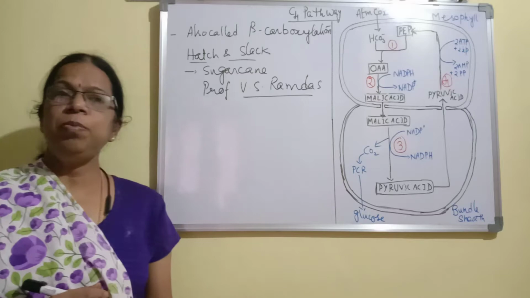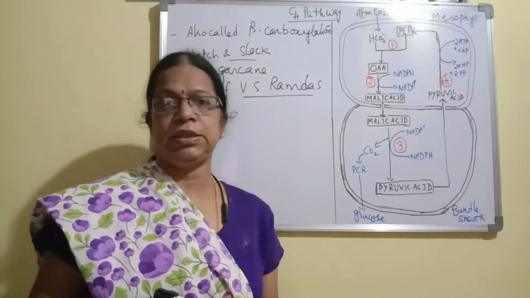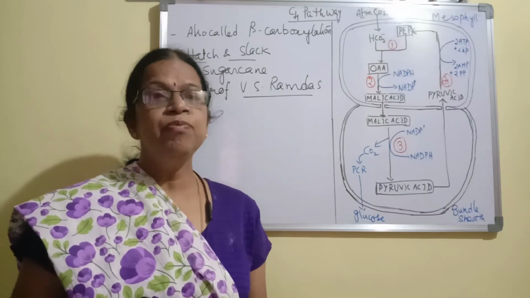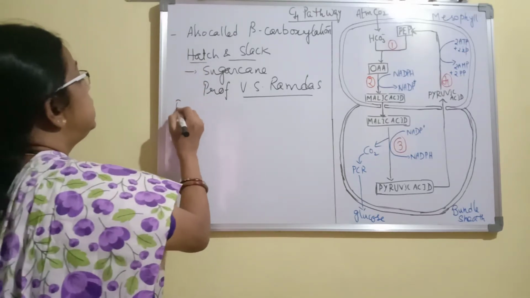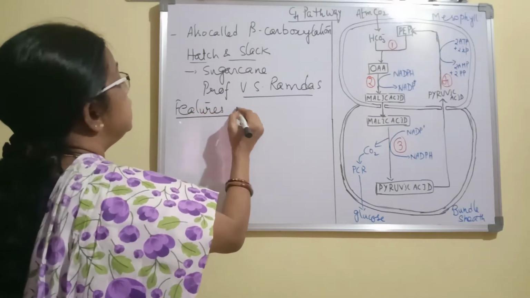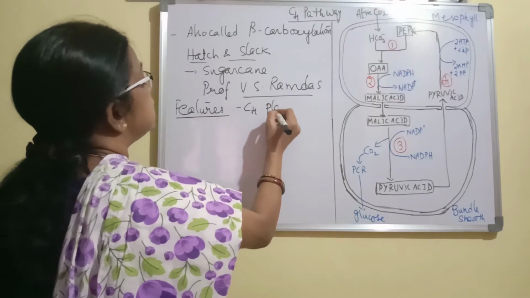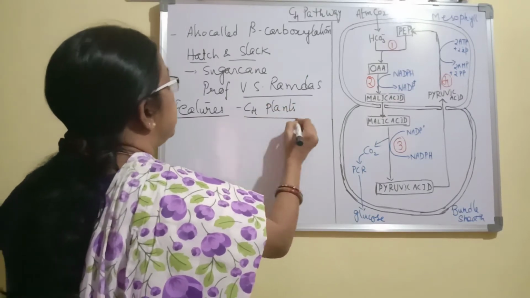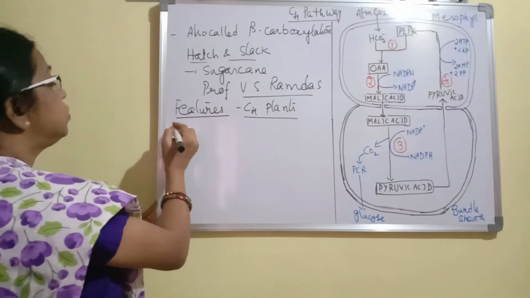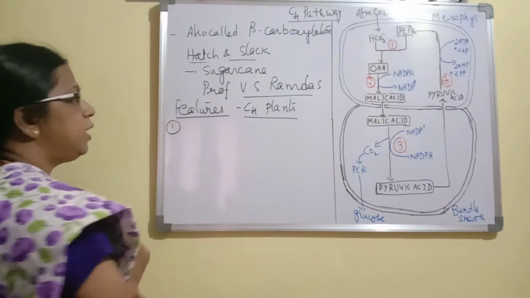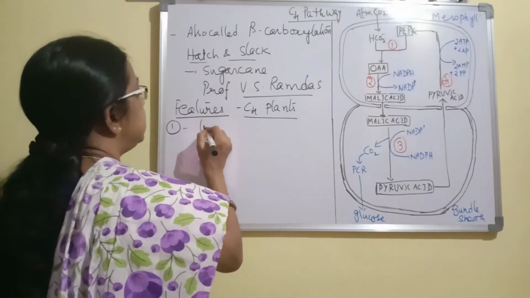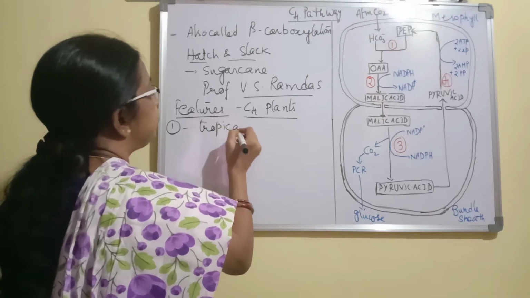Now, the C4 plants have some special features. Let us see what the features of C4 plants are, one by one. Next we will discuss the features of these C4 plants, point-wise. The first feature: C4 plants are generally tropical plants.